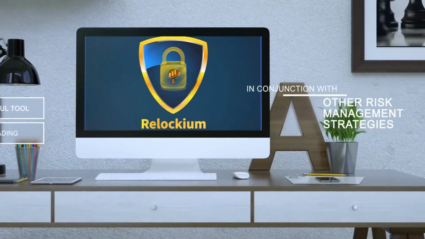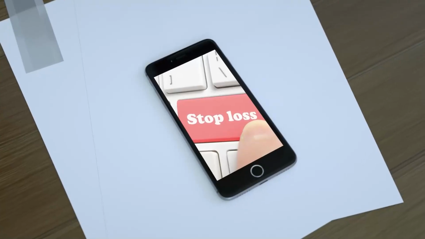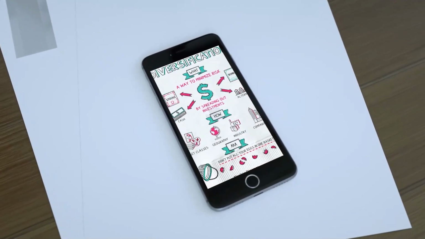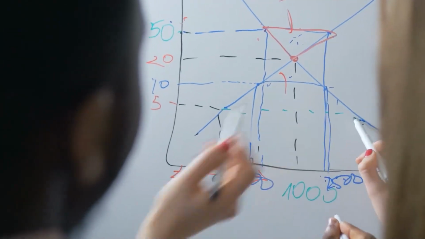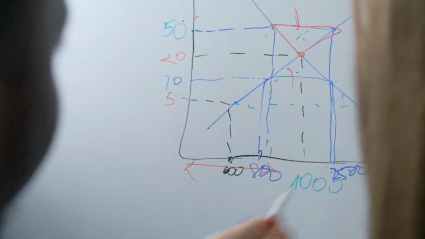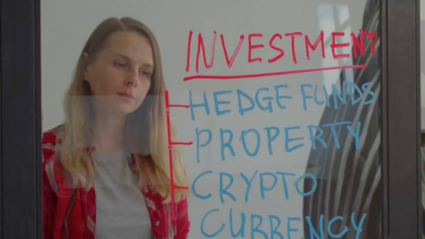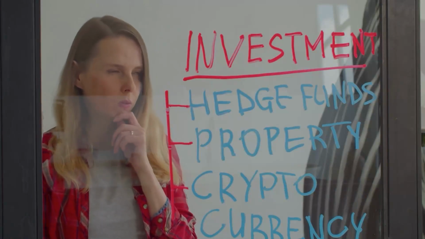it should be used in conjunction with other risk management strategies, such as stop losses and diversification. By combining different risk management strategies, you can create a comprehensive risk management plan that helps protect your capital and maximize your potential profits.